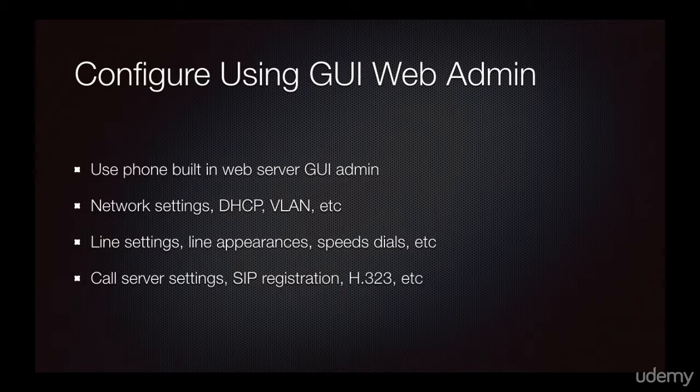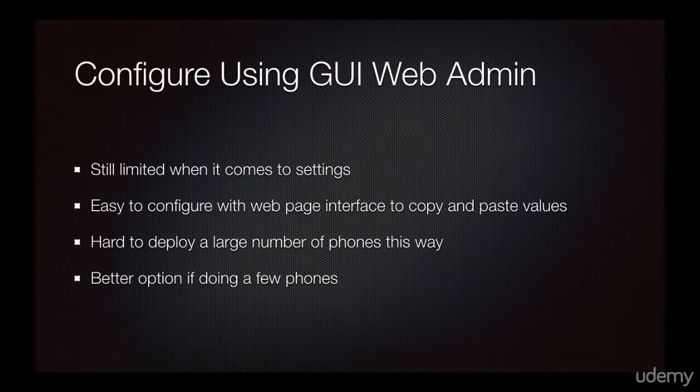So the phone has a built-in web server. It's going to give me all those same settings that we talked about, the network settings, the line settings, and then your call server settings. It's still very limited when it comes to the settings, so we can only configure what they expose through the web interface. If they don't have an option for it through the web admin, you're not going to be able to make that setting change. It's very easy to configure via the web page because you can copy and paste all the values, and it just makes it a whole lot easier.